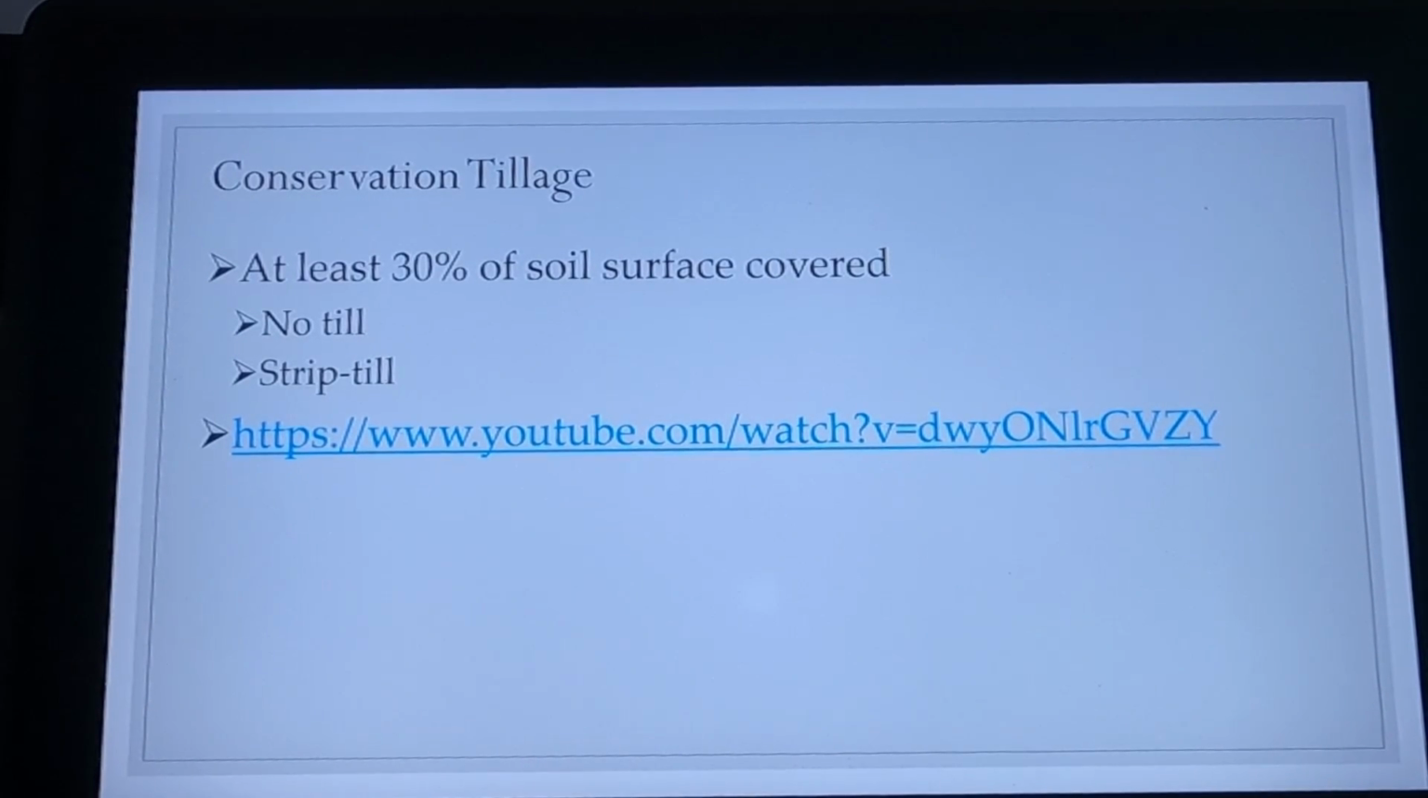The thing to know about conservation tillage is that at least 30% of that soil needs to be covered. And so it's not necessarily that it's always no-till, but that there might be some strip-till.